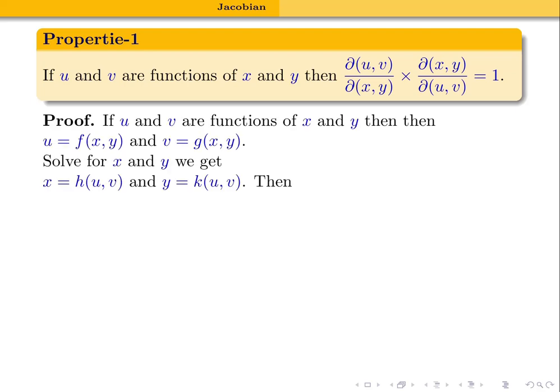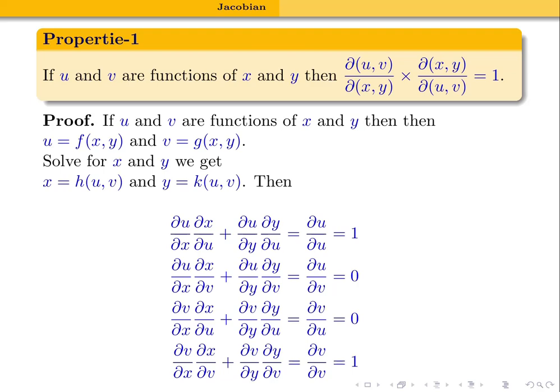The proof of this: if u and v are functions of x and y, then u is equal to f of x comma y and v is equal to g of x comma y. Solving for x and y, we get x equal to h of u comma v and y equal to k of u comma v. Then we get ∂u/∂x times ∂x/∂u plus ∂u/∂y times ∂y/∂u is equal to ∂u/∂u, since ∂u/∂u is equal to 1. Similarly, we will get the remaining three differential equations.